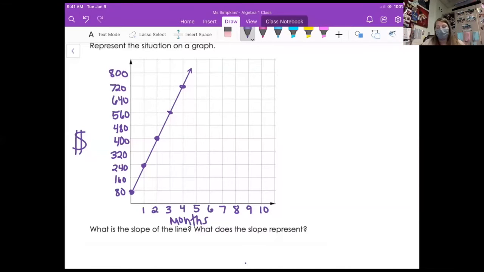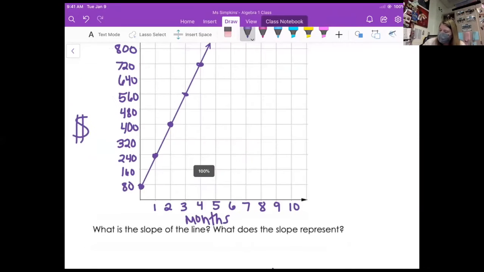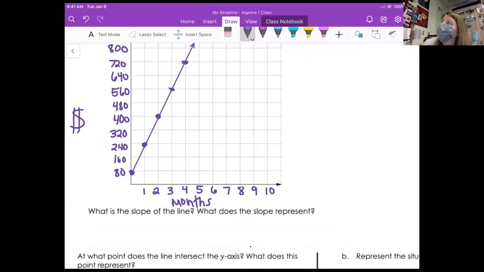So you've got to make sure that you're understanding what's happening. Okay, so I want you to answer this question at the bottom. It's, what is the slope of the line? Tell me what it means.